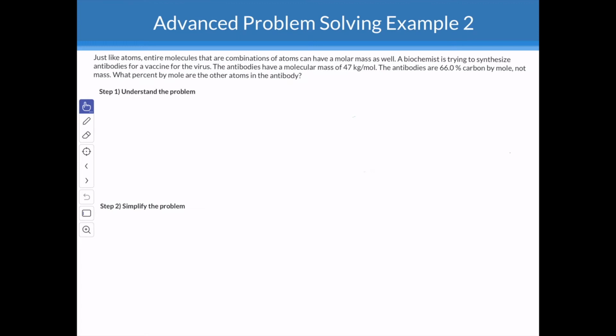So let's talk about understanding the problem. Let's read. It says, just like atoms. We know about atoms. We learned about atoms. Entire molecules that are combinations of atoms can have a molar mass. We learned about molar mass. We know what molar mass is. So let's try to understand it. It says entire molecules that are combinations of atoms.